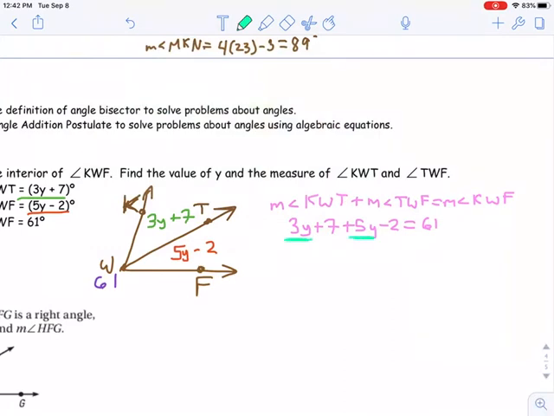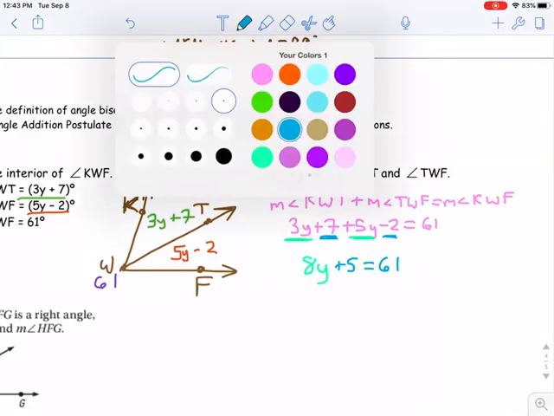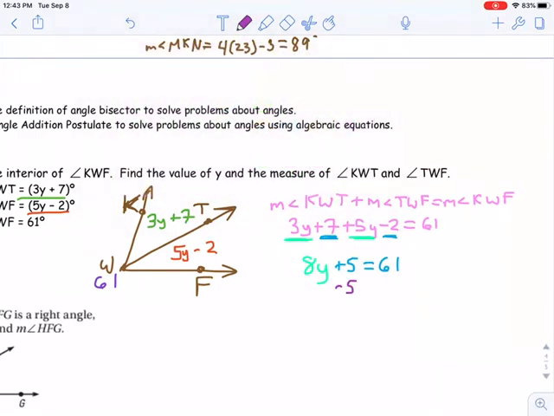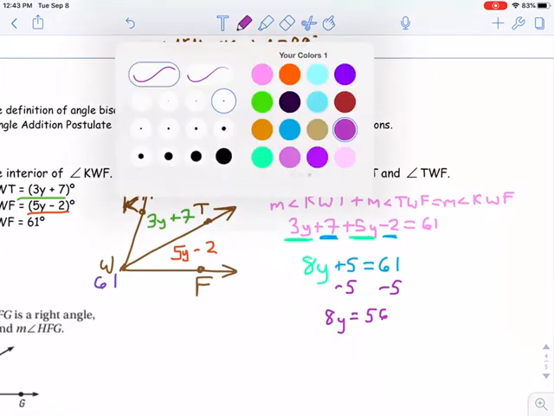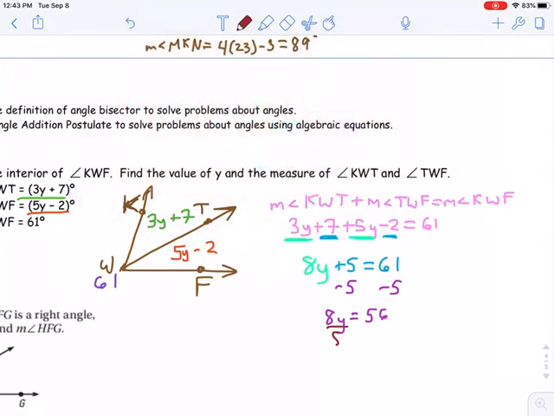Combine like terms, I'm going to get 8y. 7 minus 2 is plus 5, equals 61. Subtract 5, get 8y equals 56. Divide both sides by 8, and y equals 7.